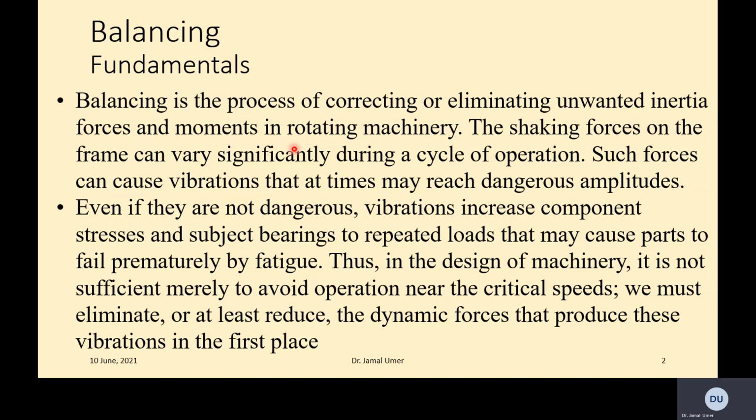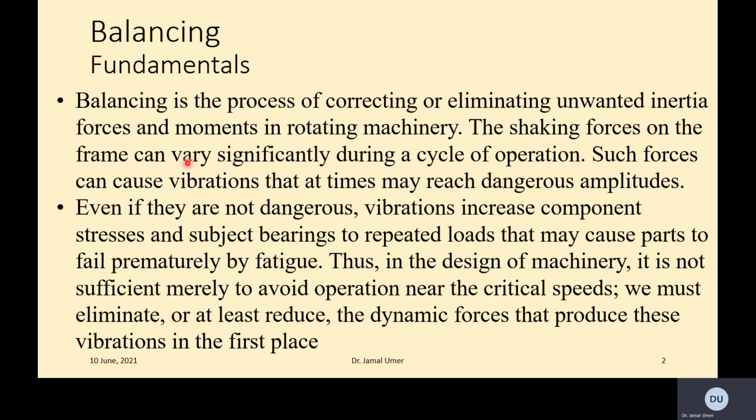First of all, you need to understand balancing is one of the things which is very crucial for mechanical components, particularly with a focus on rotary machinery. And how we do balancing is by eliminating unwanted inertia. Normally when we refer to inertia, it means removing the mass. That will also help eliminate the inertia forces and moments in a rotating machinery.